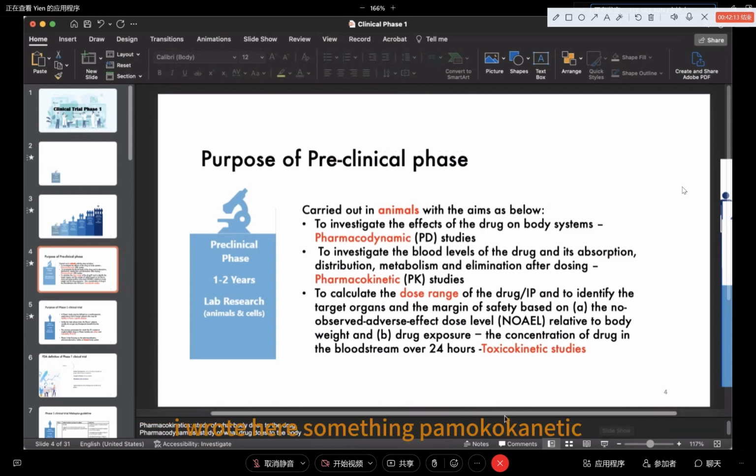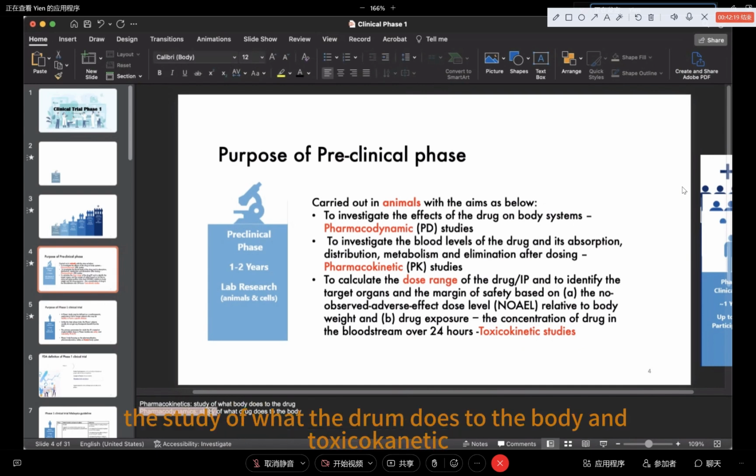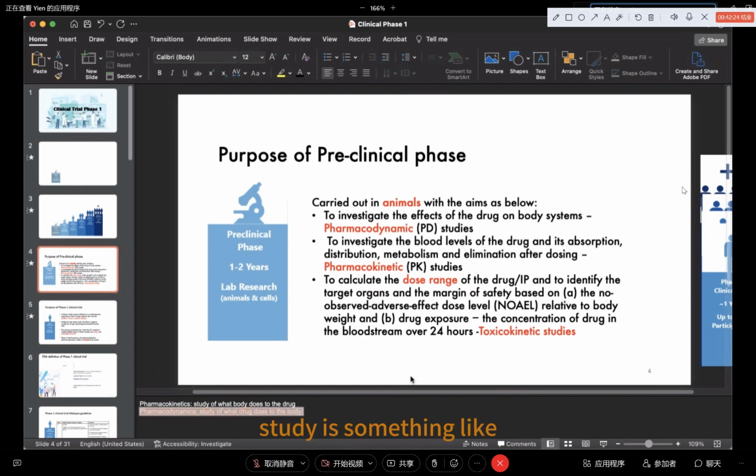Okay. I wrote here something. Pharmacokinetic is the study of what the body does to the drug. Pharmacodynamic is the study of what the drug does to the body. And toxicokinetic study is something like, I'm not sure, but is it the levels of drug that will cause toxicity to the body? Something like that. Yes. It's about the dose of toxicity.